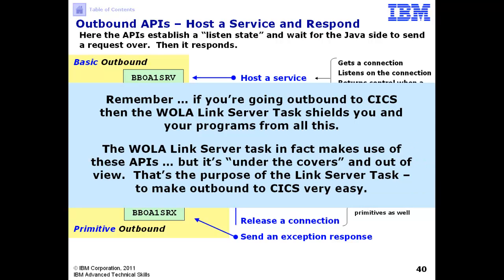Outbound calls and hosting a service can be more challenging than inbound invokes of the EJB. That's one of the reasons why the CICS and IMS support provided a way to avoid the APIs altogether. Please be aware that the link server task was using the primitive outbound APIs deep inside itself. The link server task provided a simpler framework for using them. And it also provided some of the security and transaction propagation we saw earlier.